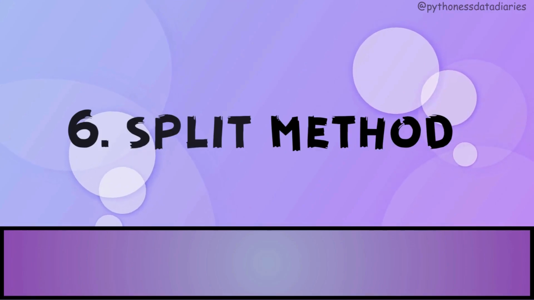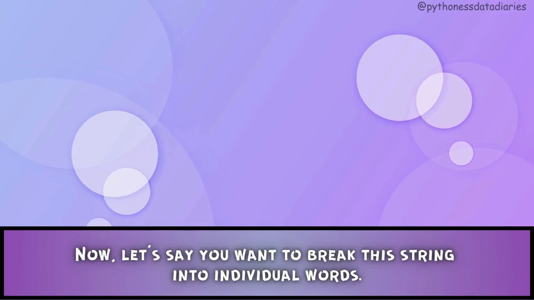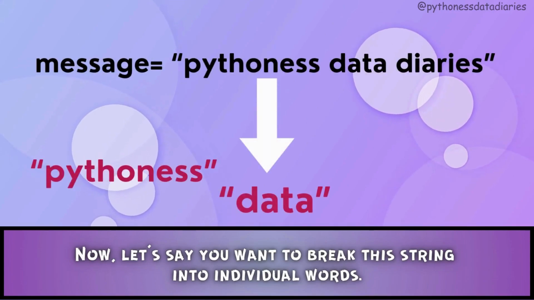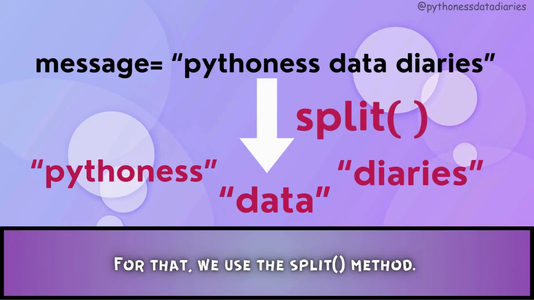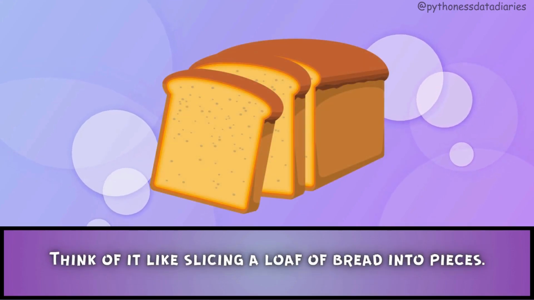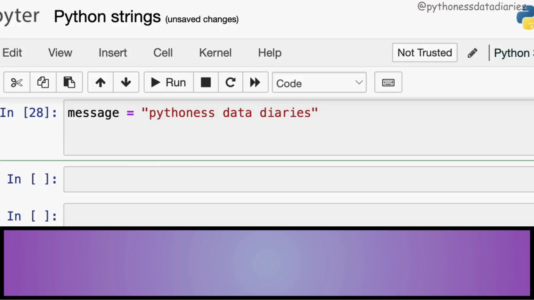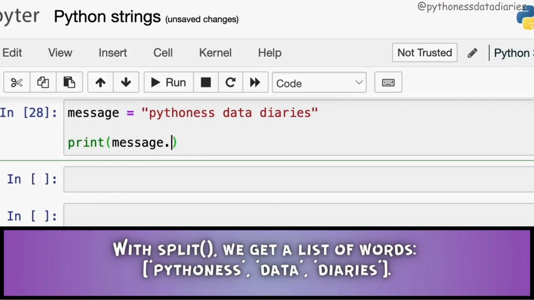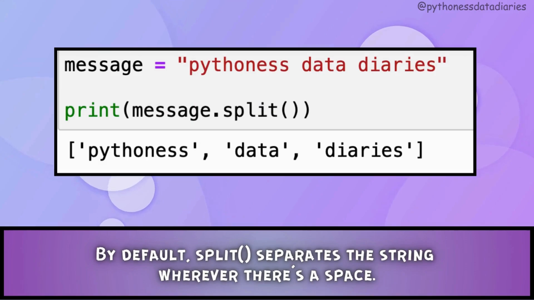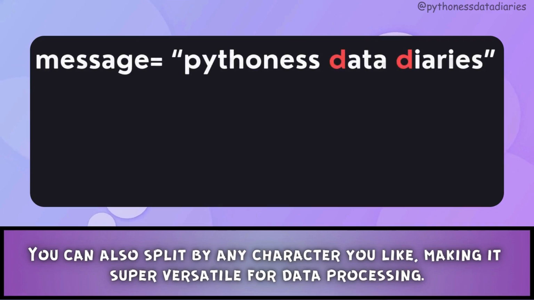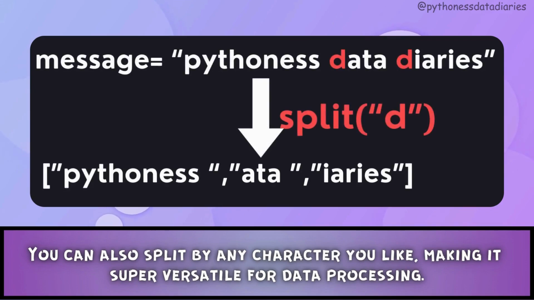Last but not the least, sixth is split method. Now let's say you want to break this string into individual words. For that, we use the split method. Think of it like slicing a loaf of bread into pieces. With split method, we get a list of words: Python's, data, diaries. By default, split method separates the string wherever there's a space. You can also split by any character you like, making it super versatile for data processing.